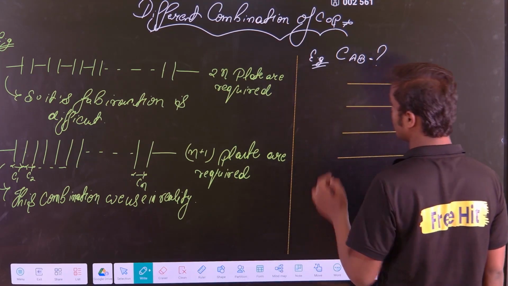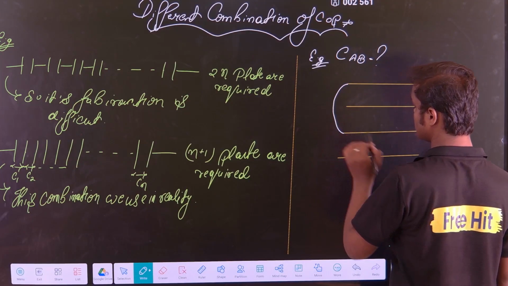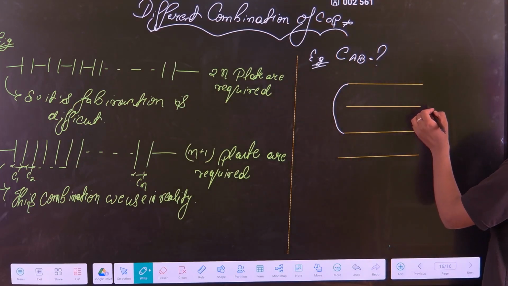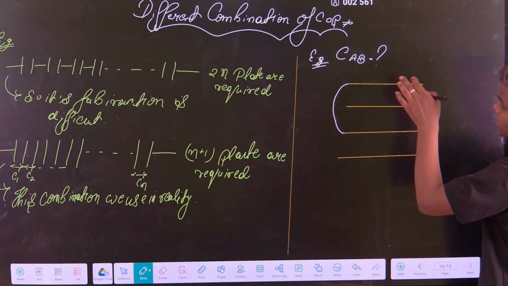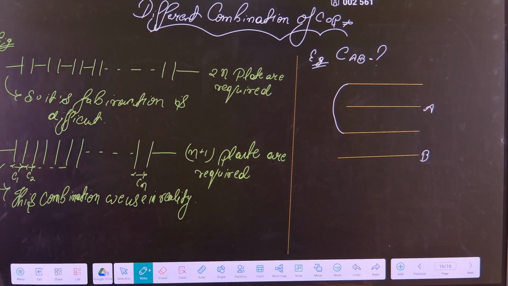Suppose I have connected this plate with this, and my question is that you have to find CAB, where this point is A and this is B. How will you calculate? How will you solve? Just first use your brain, then I will tell you the method. How will you calculate the CAB?